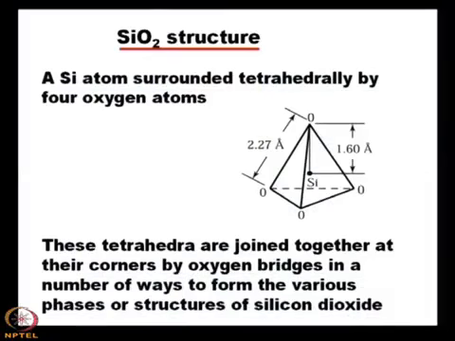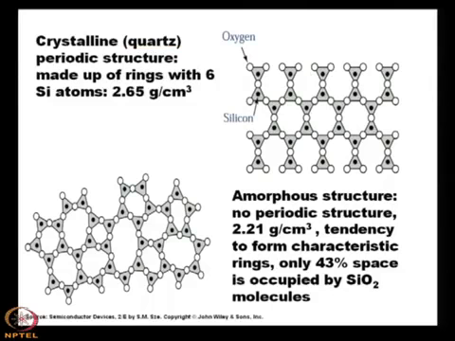SiO2 is sometimes known as silica, and silica can have two types of structure. One is the crystalline nature, which is the quartz, and another is the amorphous structure that we shall discuss now. So, depending on the oxygen bridges, the crystalline or the amorphous structure is formed.